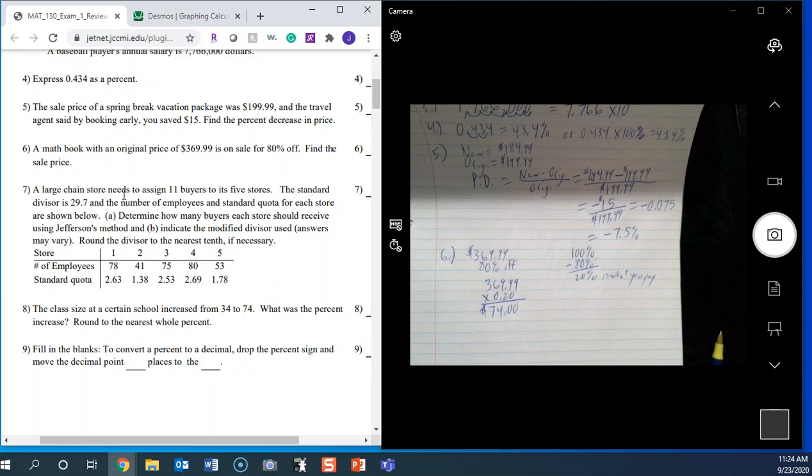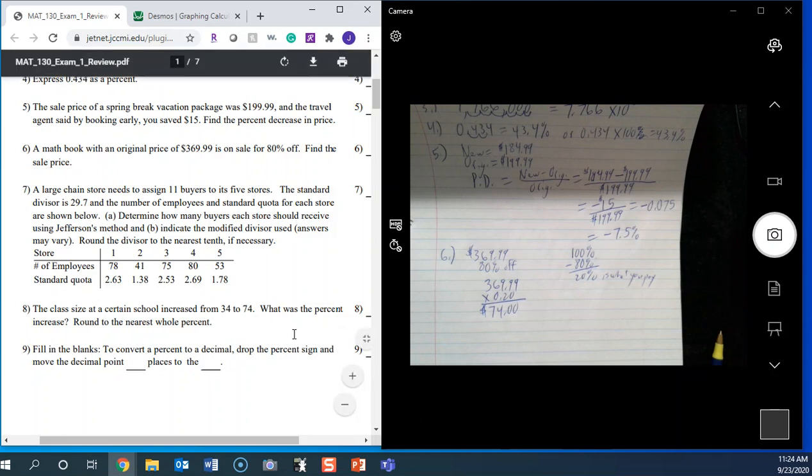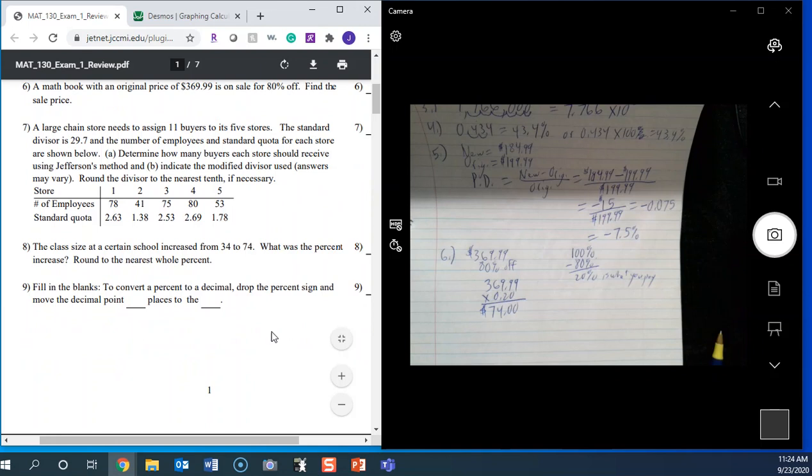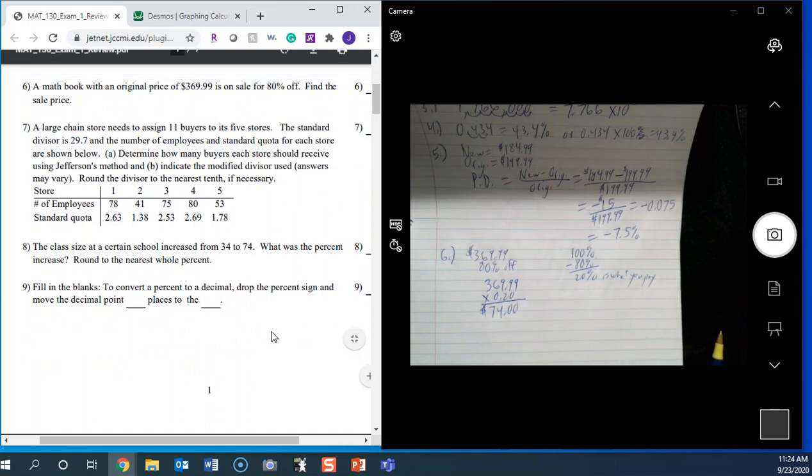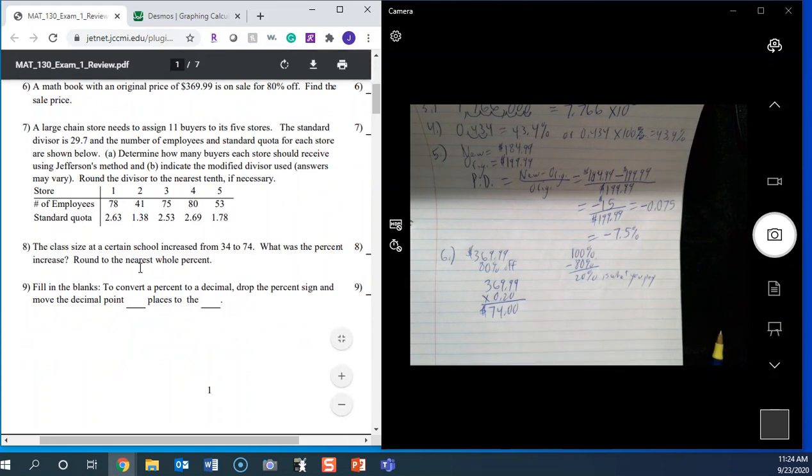Okay, now let's look at number 7. It says a large chain store needs to assign 11 buyers to its 5 stores. The standard divisor is 29.7, and the number of employees and standard quota for each store are shown below. Okay, determine how many buyers each store should receive using Jefferson's method. Okay, I'm going to let you all know right now, you're not going to use Jefferson's method. So don't worry about Jefferson's method.